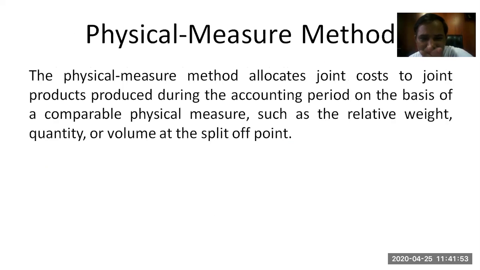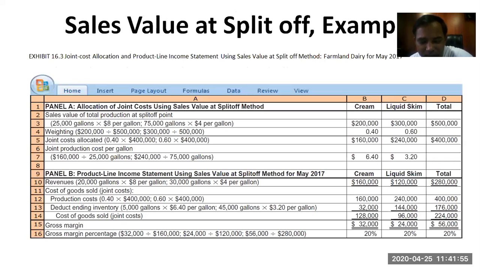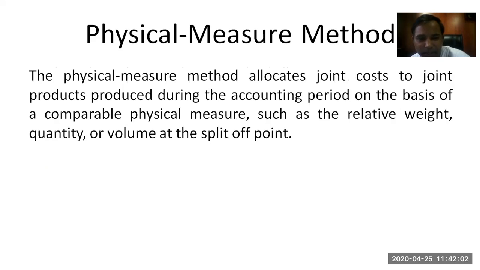We are not skipping these calculations. We'll discuss them during our sums. Right now, I'm not discussing that. Second is the physical measures method. The physical measures method allocates joint cost to joint products produced during the accounting period on the basis of a comparable physical measure, such as relative weight, quantity, or volume at the split-off point.